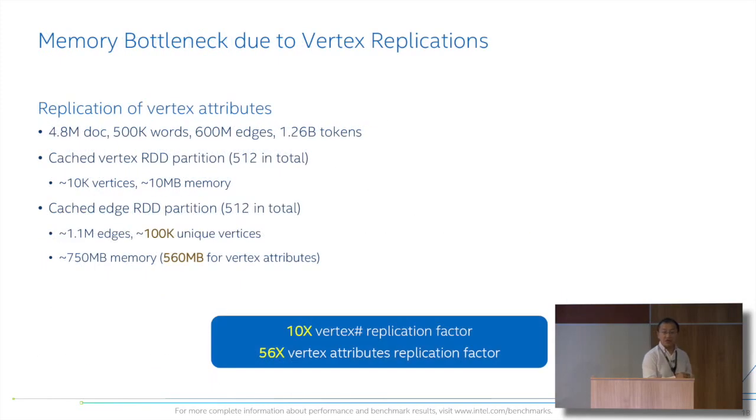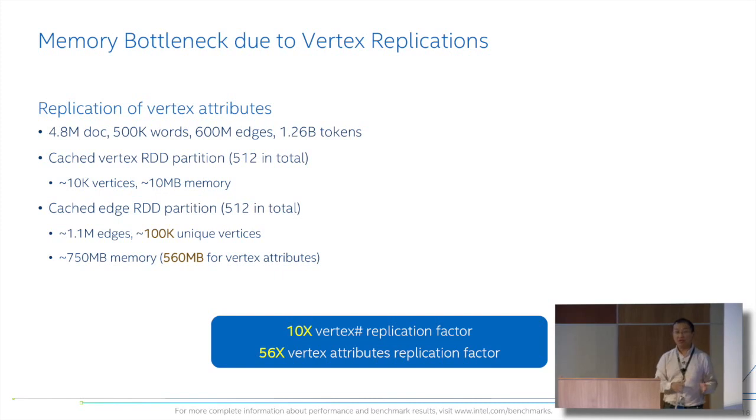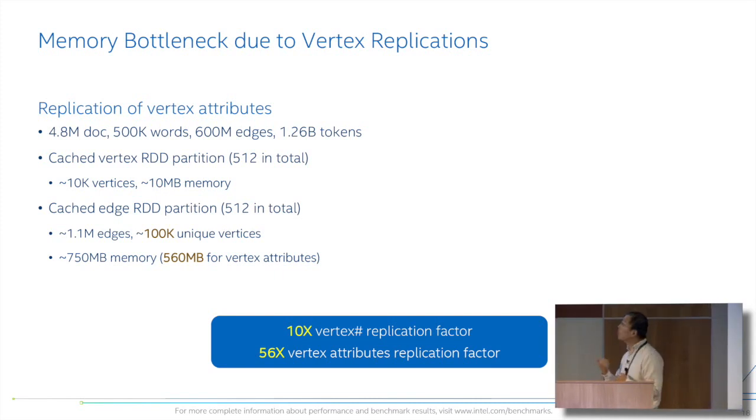Then the next question is about the memory. We still need to cache a lot in memory even after all those optimizations. We ran one example which has about 48 million documents, 500 keywords, about 800 million edges and 1.2 tokens.